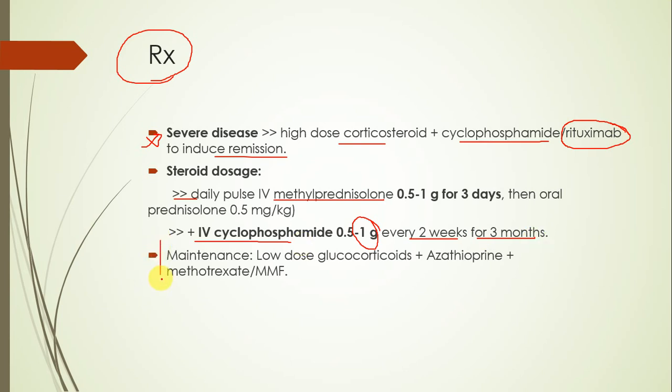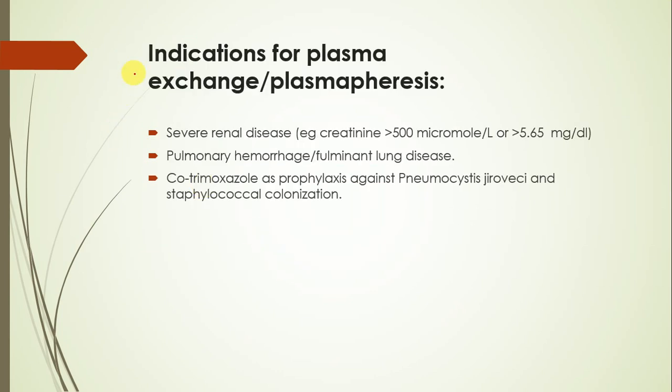And the maintenance requires other immunosuppressive agents at a lower dose, including steroids, azathioprine, methotrexate, and sometimes we can replace it with mycophenolate mofetil. And here are the indications of plasma exchange or plasmapheresis, by which we want to take out the antibodies. Obviously, this is a procedure which is one of the last resorts for us, and it's also very expensive.